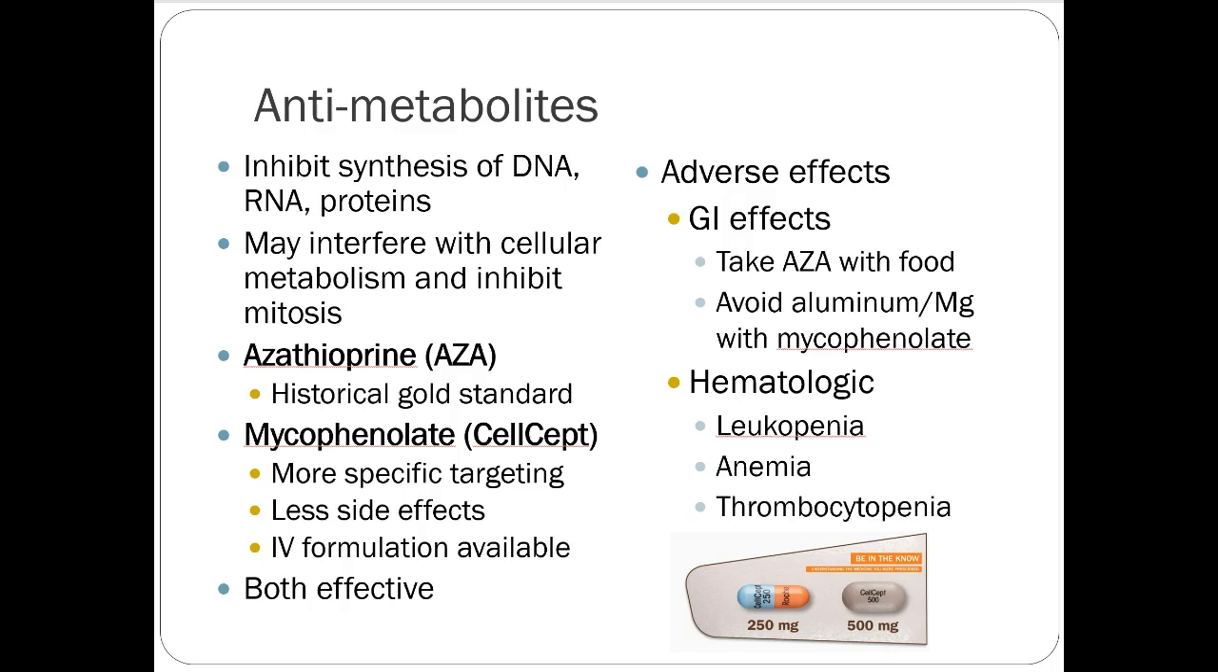So antimetabolites, what they do is they inhibit synthesis of DNA. They interfere with cellular metabolism and inhibit mitosis. Azathioprine is kind of the historical drug here. It was the gold standard for a long time, and it's still used somewhat to this day. However, mycophenolate is probably the more common one, and certainly if you're starting somebody on transplant medications, that's probably the one you're going to pick. Azathioprine would likely be used mostly for patients who have been historically maintained on it and have been doing well with it. Both medications are effective. It's just mycophenolate's generally better tolerated.